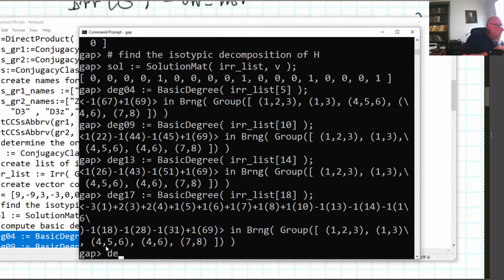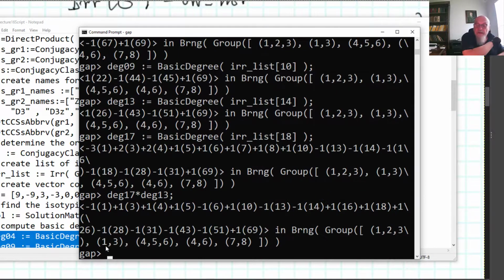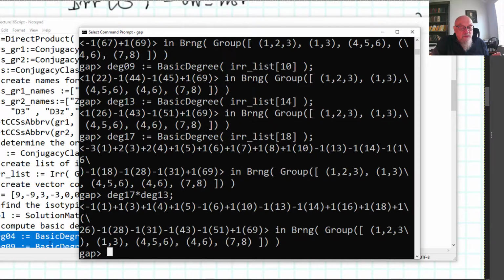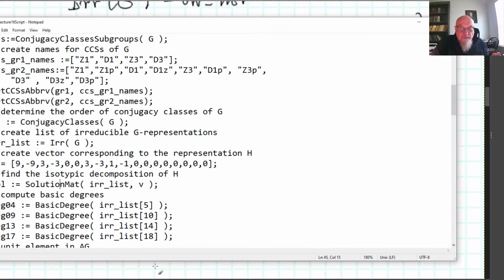So let's do the following. Multiply some of these. Take degree 17 times, which one did I compute? 13 times degree 13, and let's see what happens. Can we compute? Yeah, it's computed. It's kind of long. So you have here, wow, all this, this is the result. You can figure out what it is. Okay, so I'm not going to continue this example.